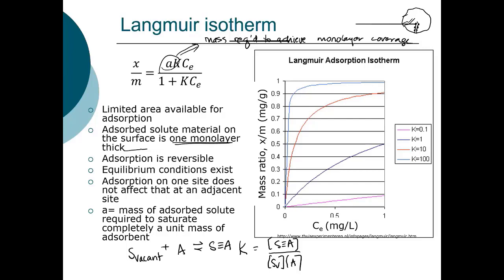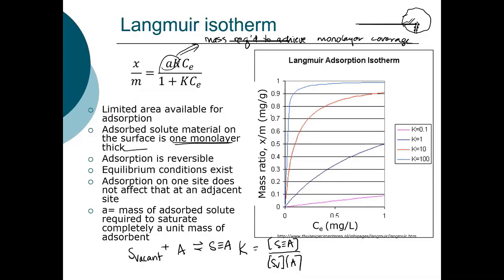we have a limited availability of surface sites, that adsorption is reversible, that we reach equilibrium, and that, for instance, one site, so the adsorption of, let's say, copper here, doesn't affect adsorption at an adjacent one. So that's the basis for the Langmuir isotherm.